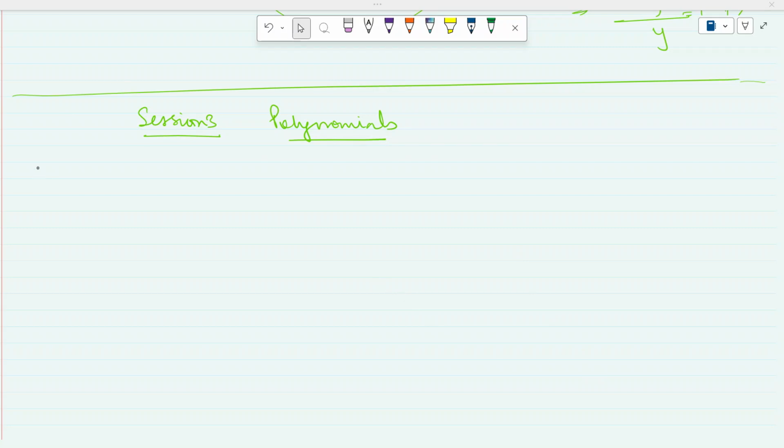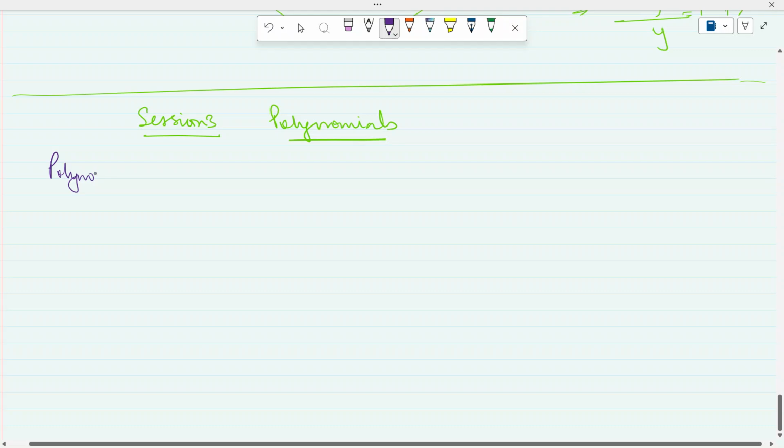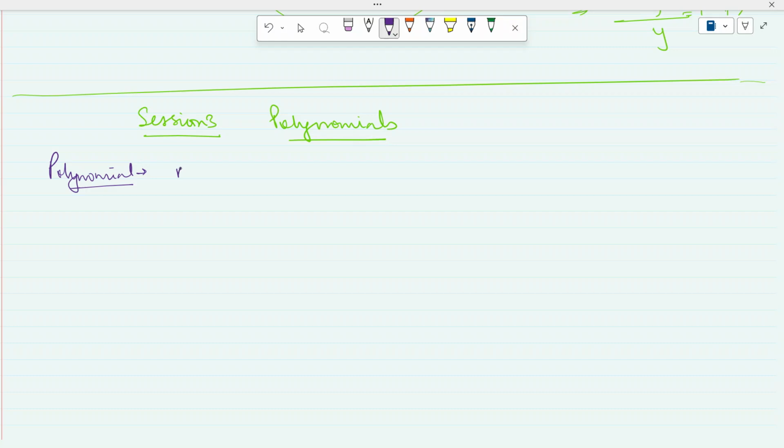So let's start. What basically is a polynomial? Polynomial means poly means many, and nomial means terms. So there are basically many terms.